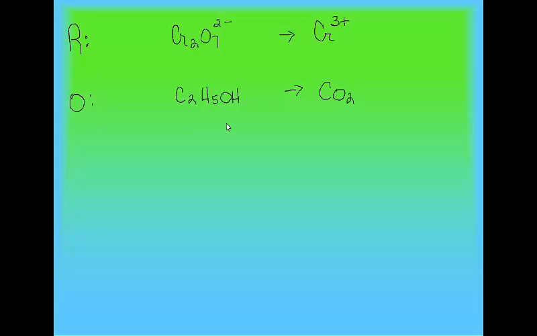Next step, balance the non-oxygen, non-hydrogen elements first. I need to put a 2 in front of here, and I need to put a 2 in front of here. That balances my carbons in this one and my chromiums in this one. So they're balanced. Next step, balance the oxygens using water. I have 7 oxygens here. I need 7 oxygens here.